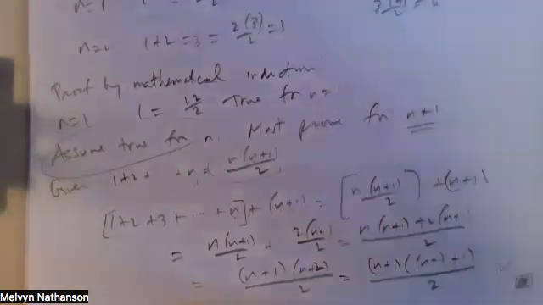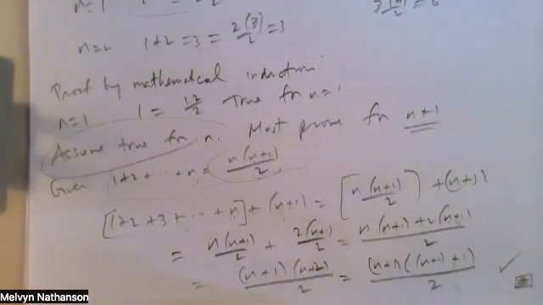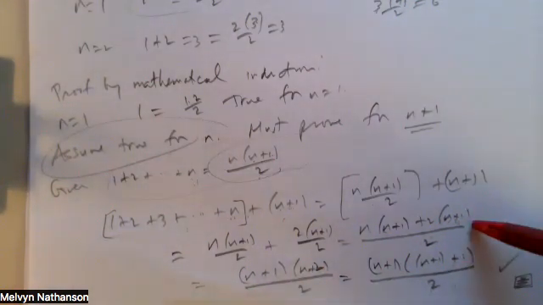Professor, I think in the previous step, it's n times n plus one plus two times n plus one. But why does the n disappear at the end? I mean, I don't get how that becomes n plus one times n plus two. I'm getting confused. Do you see how I got to this step?